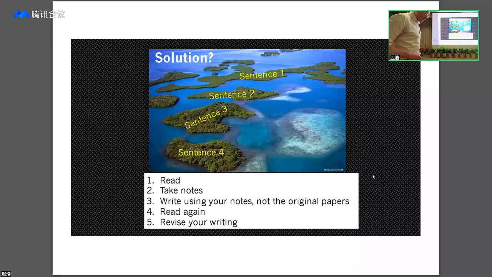Now I understand many of you will say, "Oh, but my writing is so ugly, and my writing is nowhere near as good as the original."